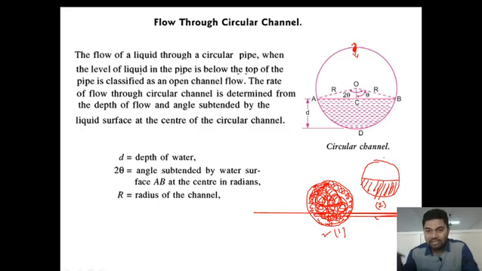It is the angle subtended by the surface of the water. As in the figure, the surface of water is AB, the angle subtended by water surface AB. And R is the radius of the channel. So 2 theta is the angle subtended by the water, R is the radius, and D is the depth of flow.